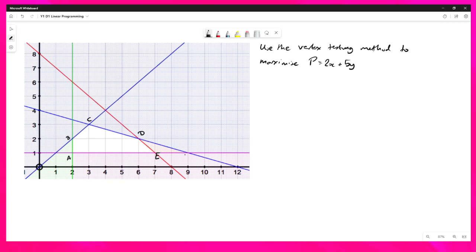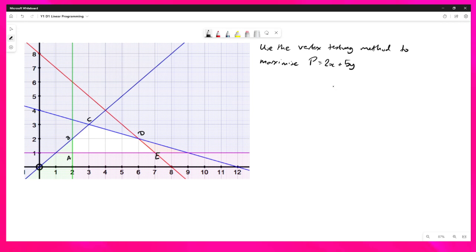Okay, so we're going to find the coordinates of those. Now, with this graph, and with most of the ones where you are using the vertex testing method, you can just read it off the graph. But if you can't, you'll have to use simultaneous equations to work out the point of intersection of the two lines. We're going to work out this objective function at every single one of those points, and then we're just going to look at which one is the smallest or biggest, depending on what the objective is trying to do.